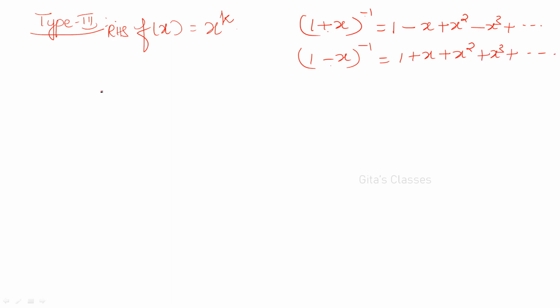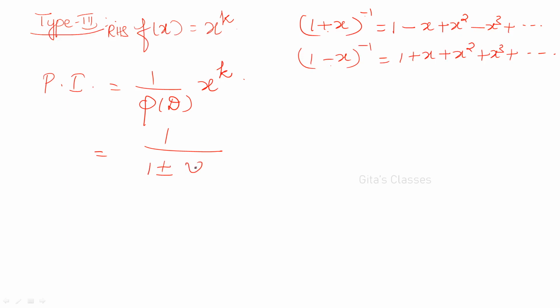Okay. So now our particular integral is equal to 1 by phi of D. That is the general thing. Whatever function you have in the given function of D, you have to write as it is into x power k. Now you take the minimum term in this phi of D outside and make it in the form of 1 plus or minus another function psi of D into x power k. Then bring it to the numerator, 1 plus or minus psi of D the whole power minus 1 into x power k.